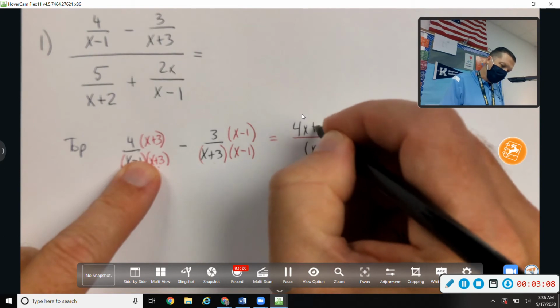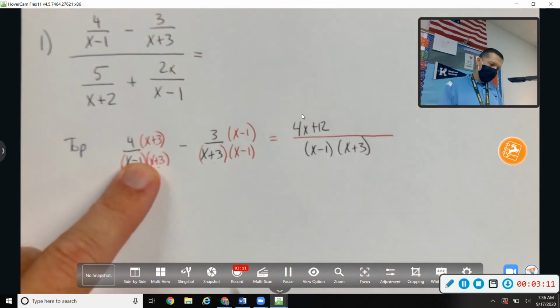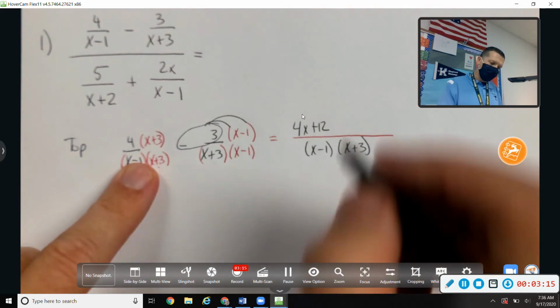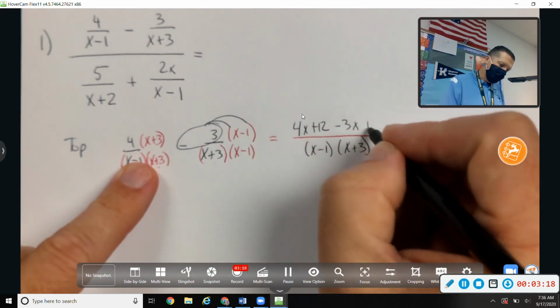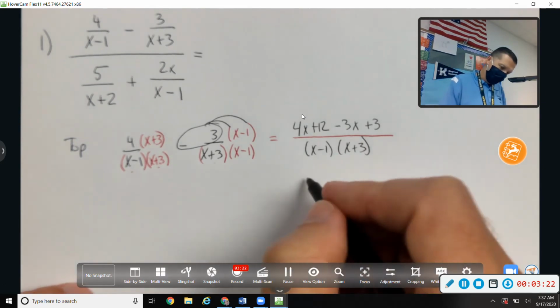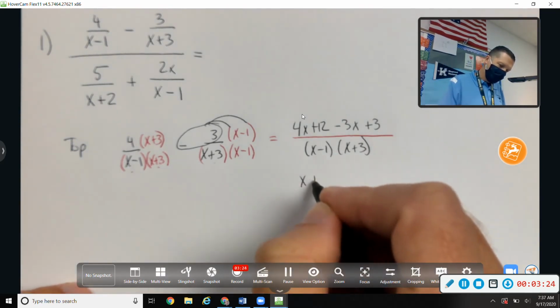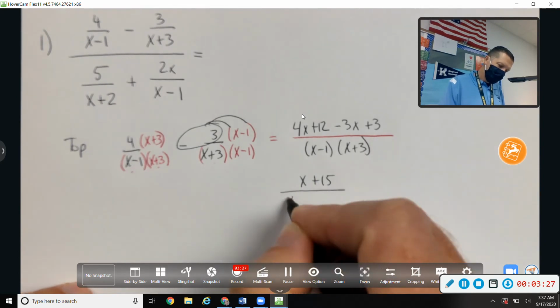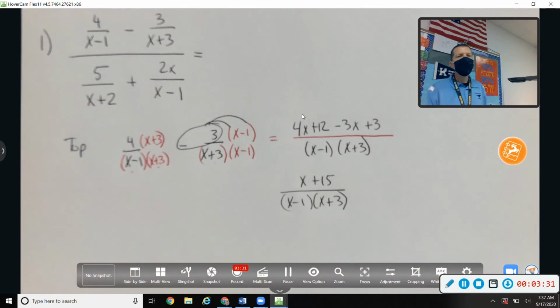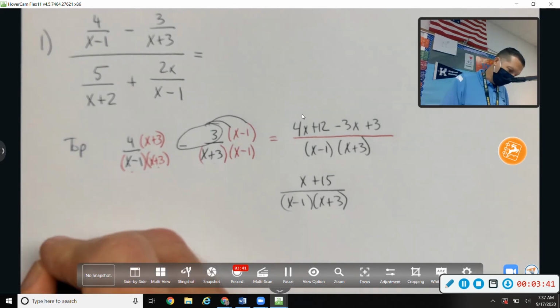So 4x plus 12. And then be careful with this one. That minus 3 needs to go to both. So minus 3x plus 3. So we end up with x plus 15 over (x minus 1)(x plus 3). And all of that was just for the top. All right, now we got what the top is. Now let's worry about what the bottom is.